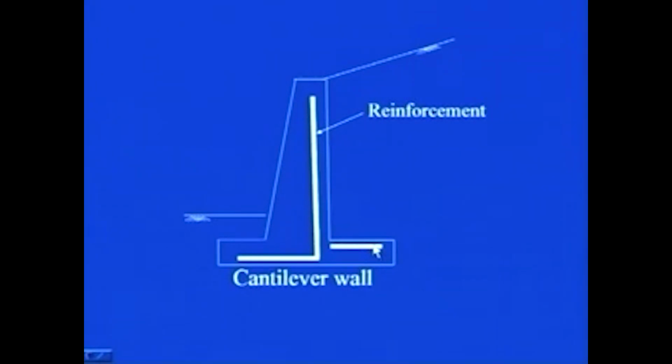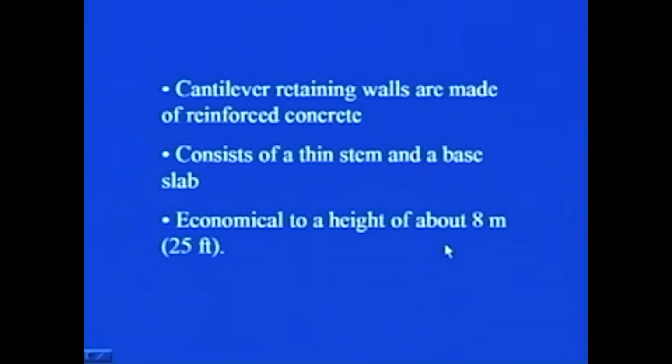Now, some of the salient features of the cantilever retaining wall. These are made up of reinforced concrete. This consists of a thin stem and a base slab. It is economical to a height of about 8 meters or 25 feet.